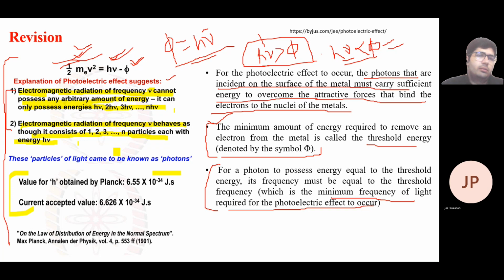These are very important values, taken from the reference, a very important scientific discovery: On the Law of Distribution of Energy in the Normal Spectrum by Max Planck, 1901. This paper has the value of h. Let us come to the next slide.